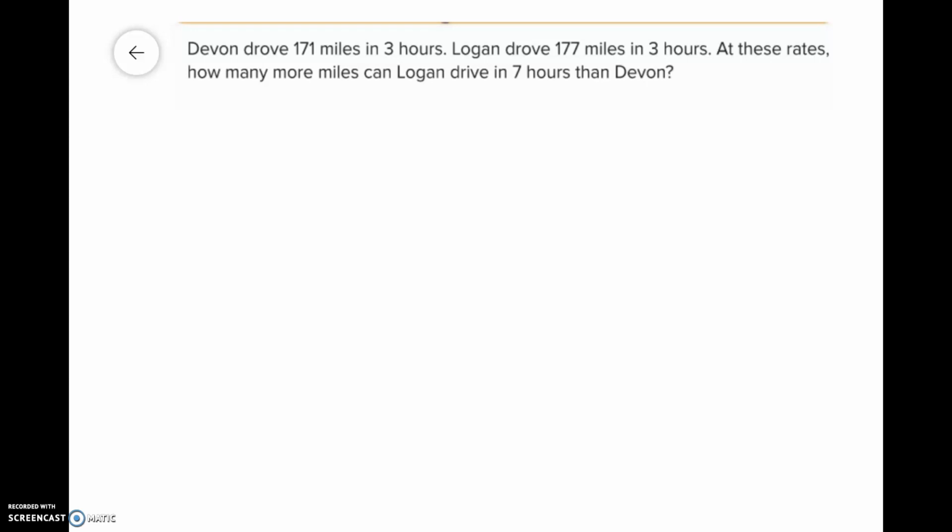All right, here we are for example 2 on how we can use unit rates to help us solve problems. So what we have is Devin drove 171 miles in 3 hours. Logan drove 177 miles in 3 hours. At these rates, how many more miles can Logan drive in 7 hours than Devin?